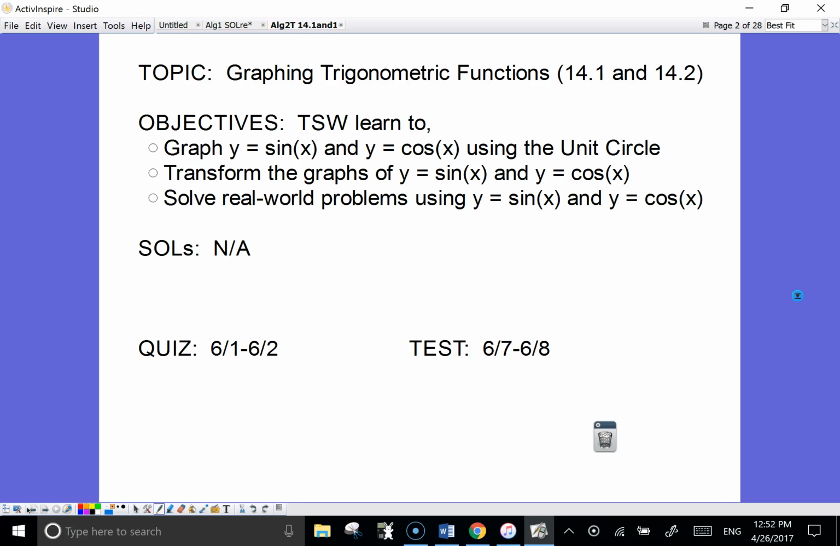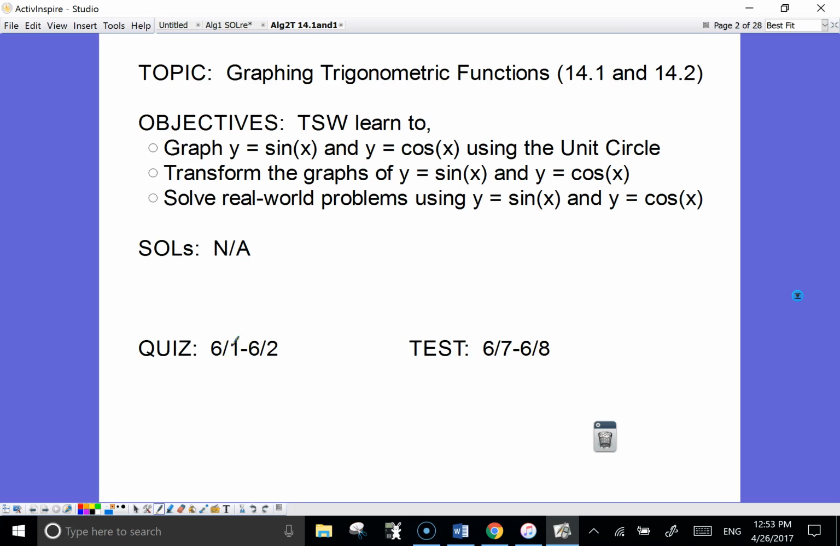No more copying key concept blocks because this is the last unit. The first one was all about solving equations more than anything and introducing the radian measure in the unit circle. This one is a little bit more about the functions and equations. And this first lesson is about graphing sine and cosine. Our quiz, if things go as scheduled, will be on June 1st, and the test will be on June 7th.